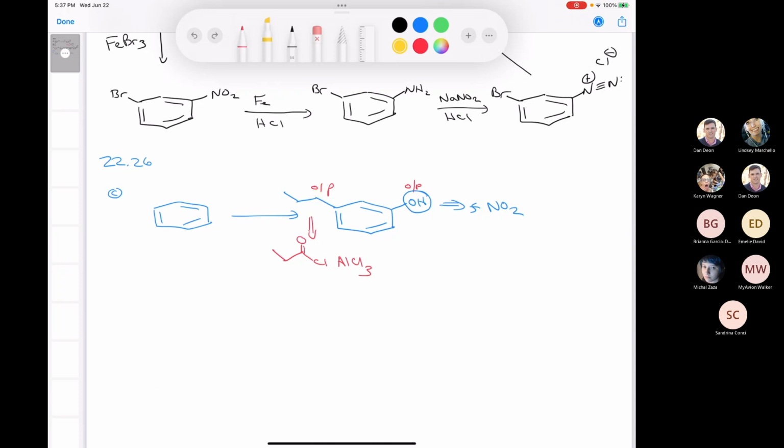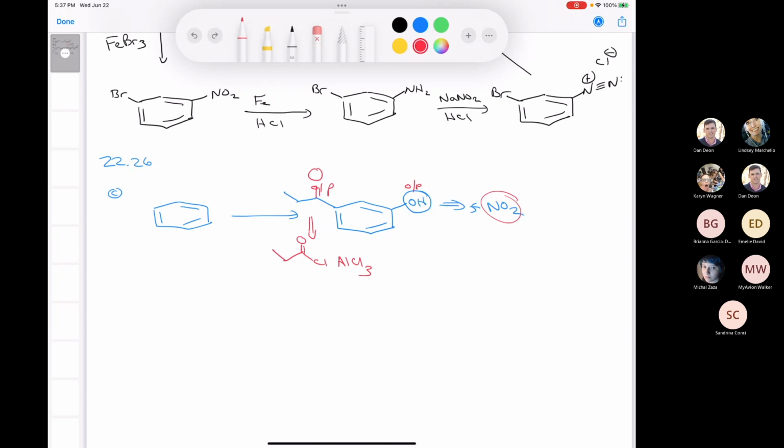You want to install this ketone over here, and then you also want to install the nitro. Well, which one should you install first? Should you do the Friedel-Crafts chemistry first or do the nitration first? Well, the answer is you'd want to do the Friedel-Crafts first, because you can't do Friedel-Crafts on a ring that's really deactivated. If you install the nitro first, the ring is way too deactivated and the Friedel-Crafts will not work. And therefore, we're going to have to do this reaction first. We're going to have to make that ketone first.